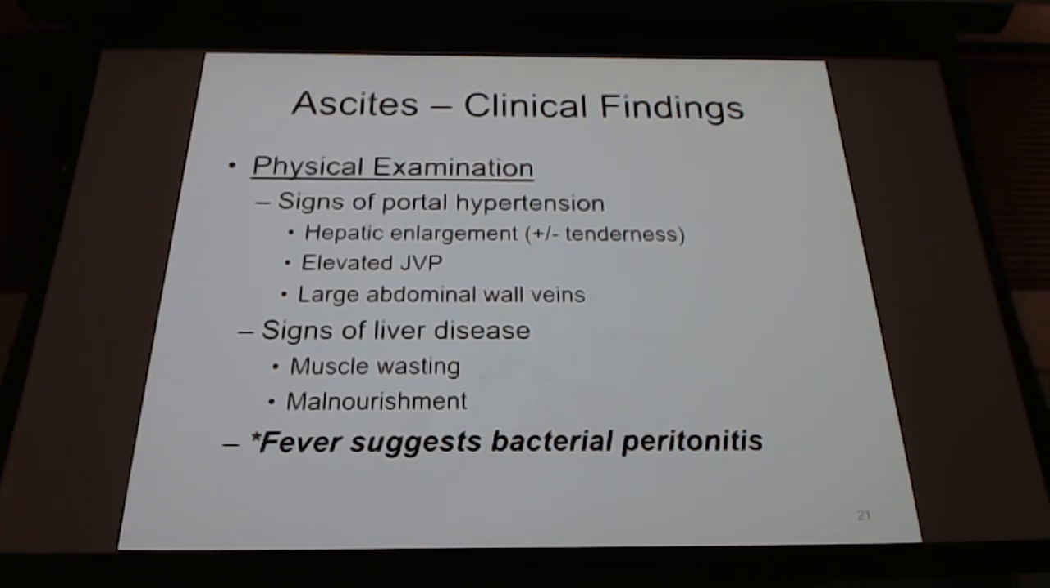CHF, congestive heart failure. All that stuff's backing up. We're backing up the liver, we're backing up in the heart. So large abdominal wall veins. So signs of liver disease, concerning usually with alcoholics, that's going to be muscle wasting, malnourishment. But if we have fever involved in this, we do need to be concerned that we're going into bacterial peritonitis.